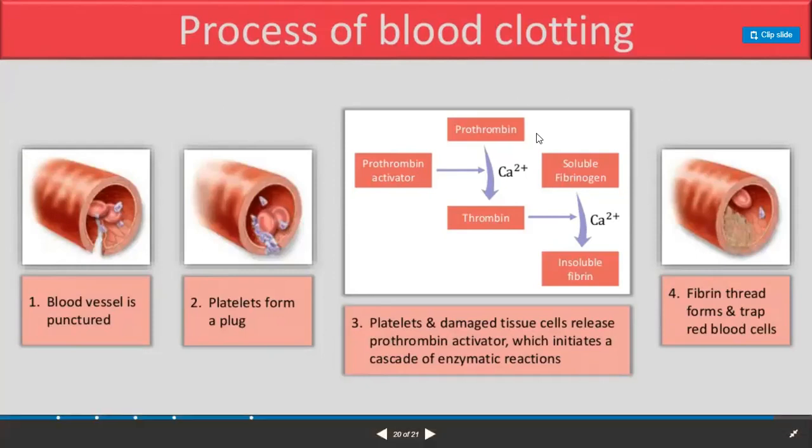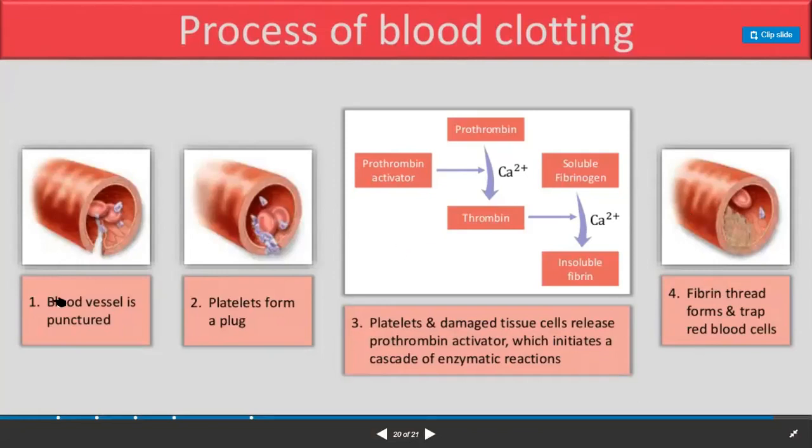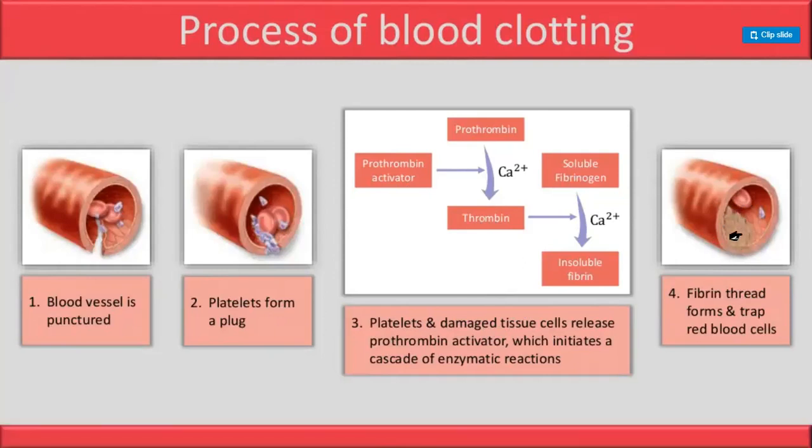But remember that the function of platelets is to maintain blood volume by preventing excessive blood loss, and that happens in the following way. There is injury to the blood vessels, the platelets form the plug, and then they release prothrombin activator. Prothrombin activator converts prothrombin to thrombin in the presence of calcium ions, and then this thrombin now converts fibrinogen to fibrin in the presence of calcium ions also. And then fibrin forms a mesh or a thread which traps the red blood cells and prevents further bleeding.